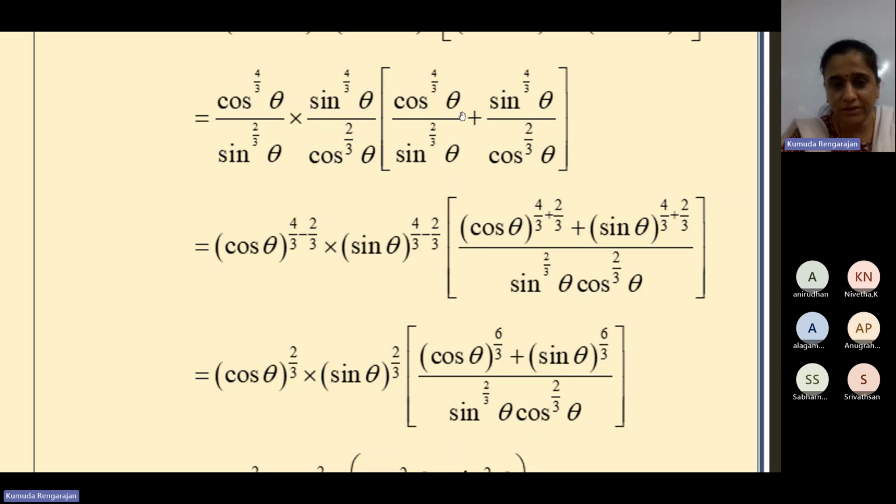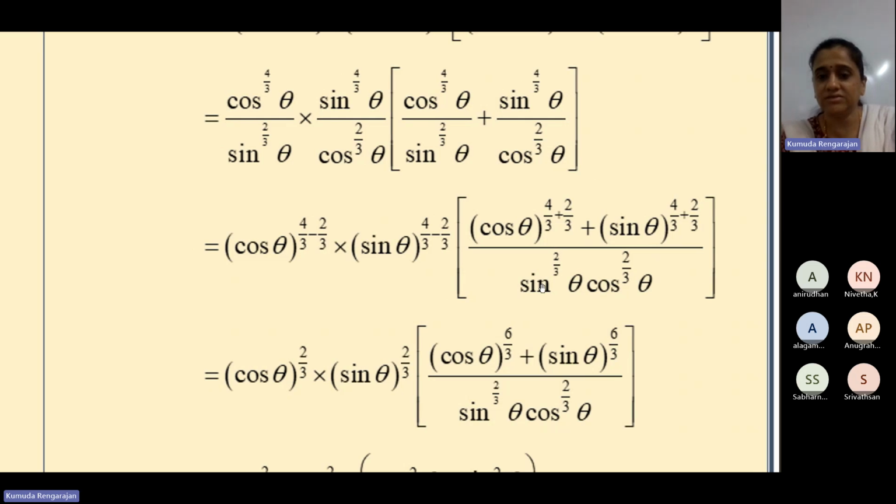Common denominator. Now we'll have to multiply these two. So when you multiply, bases are the same, cos theta. When bases are the same in multiplication, we add the powers. So 4 by 3 plus 2 by 3. Multiply, bases are the same, sine theta. Add the powers, 4 by 3 plus 2 by 3, divided by this LCM. Clear? Okay, so here 4 minus 2 is 2, 2 by 3.